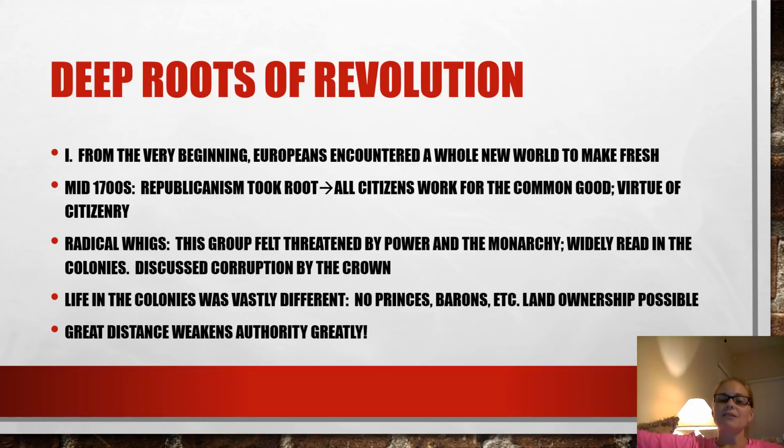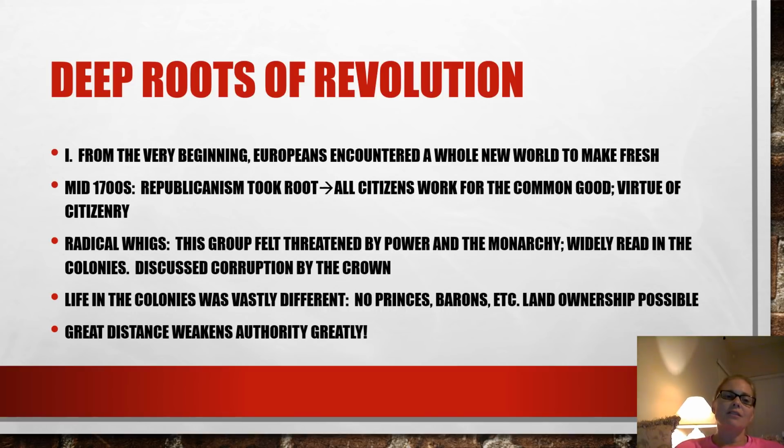Life in the colonies was vastly different. People could, in a sense, from the beginning, pull themselves up by the bootstraps and make something of themselves. We see that with indentured servants, with the Scots-Irish coming over. There were no princes, no barons, no land ownership, no family name in many cases. You could own land. You could make something of yourself. This has always been part of the national identity of America. And great distance weakens authority greatly. I mean, 3,000 miles away.